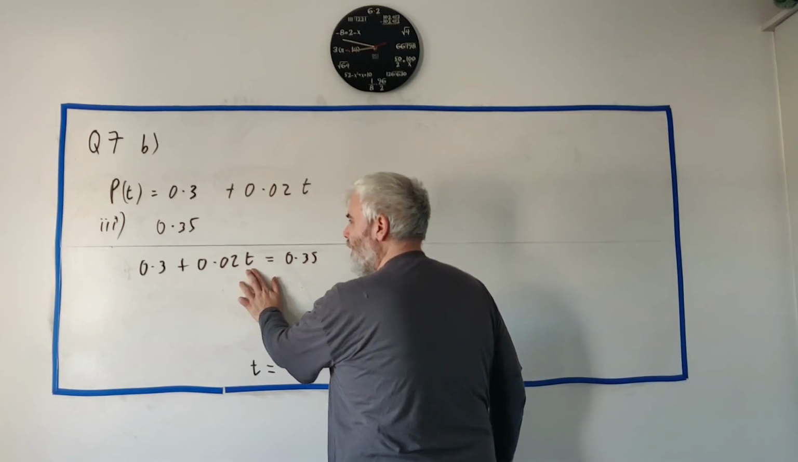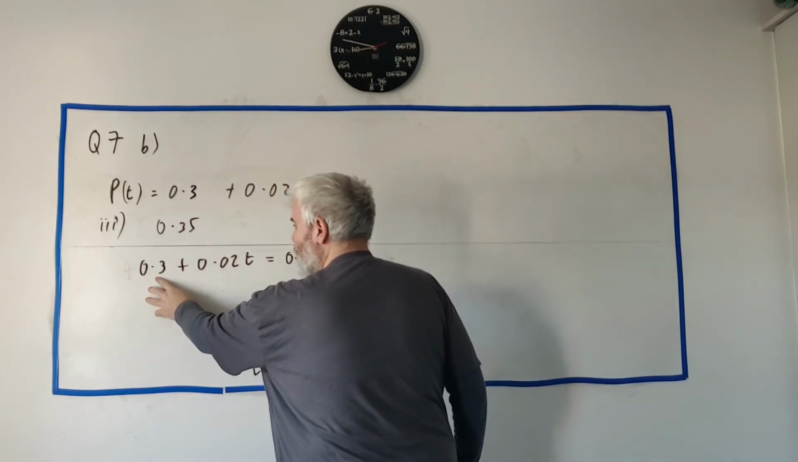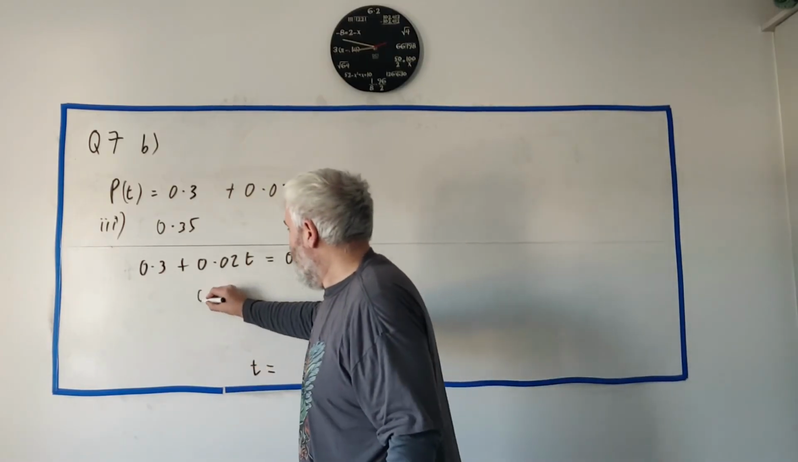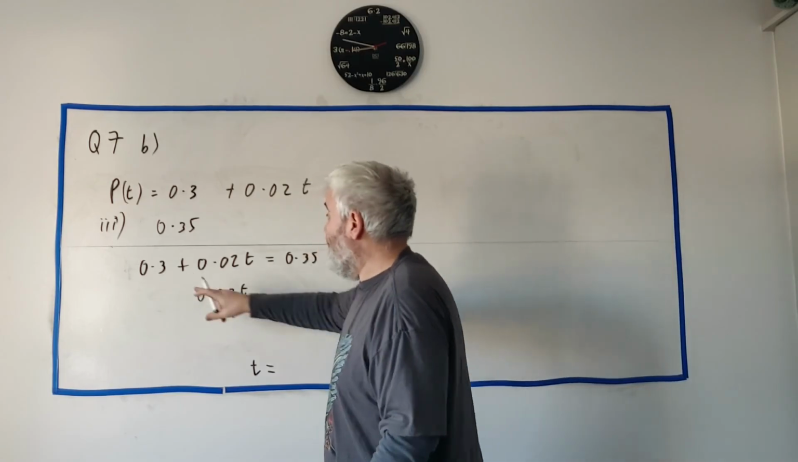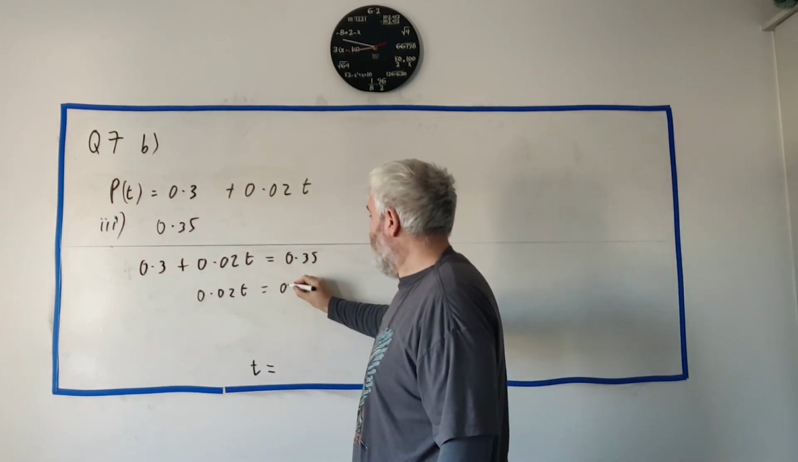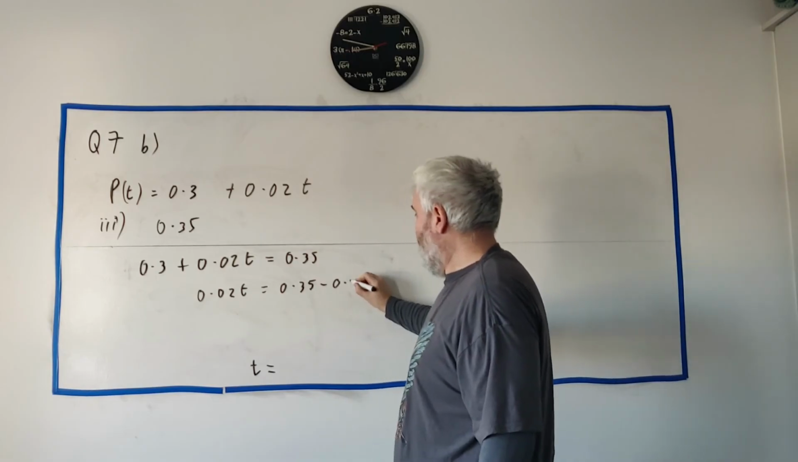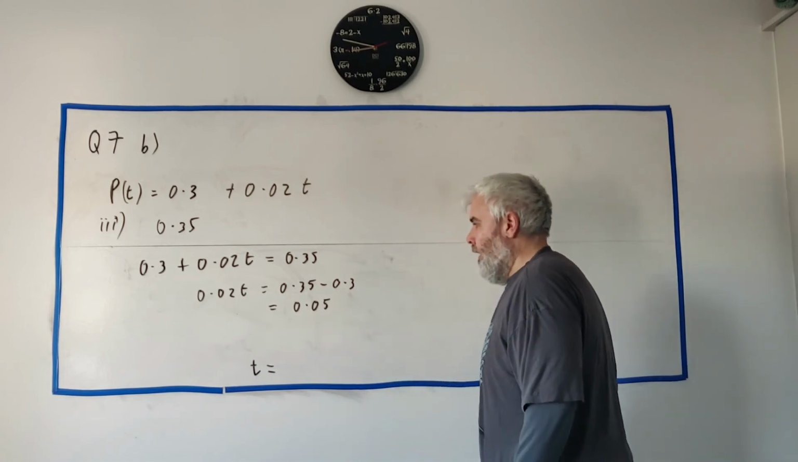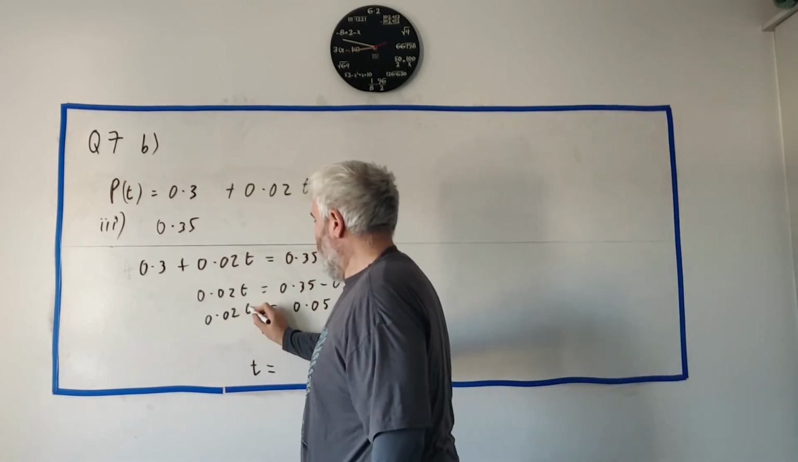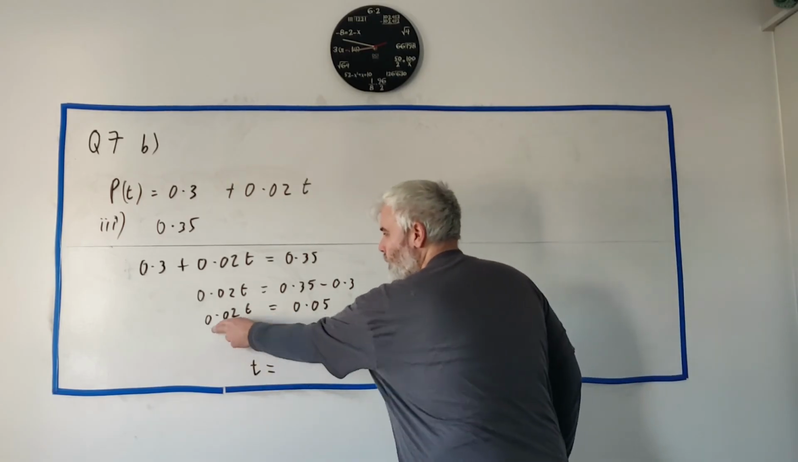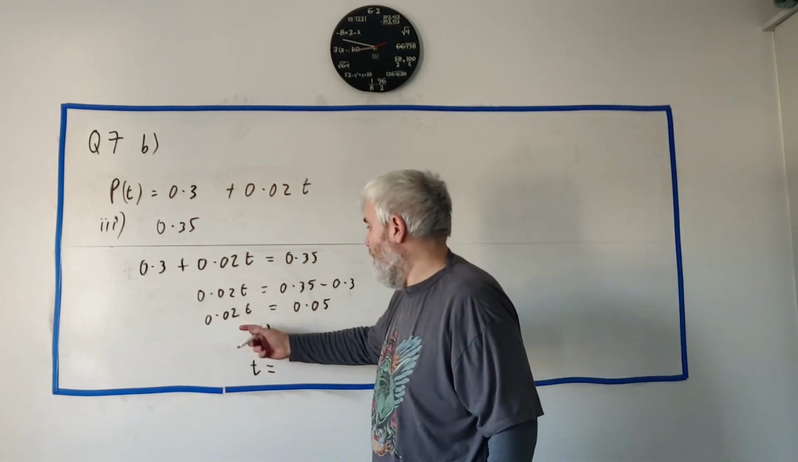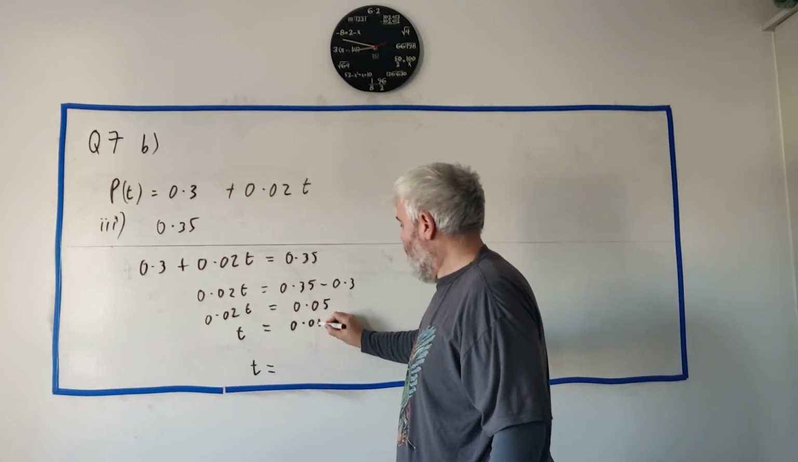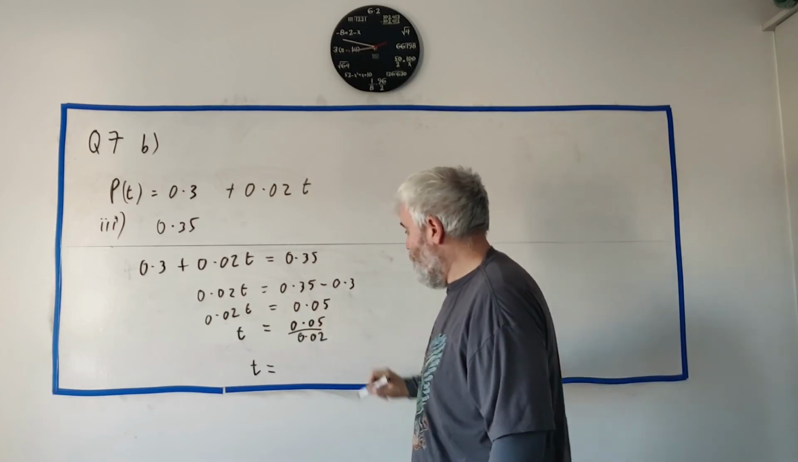So to get it on its own, let's just get rid of these other numbers. 0.3 is very simple, it's just adding on this side. So let's take it away from both sides. On the left, it'll disappear, and on this side, we'll take it away as well, minus 0.3. And that'll become 0.05. And let's write this again, 0.02t. Okay, we want t on its own. Let's get rid of this guy. He's multiplying t, so let's divide both sides. That'll cancel on the left, and on the right we'll get 0.05 divided by 0.02.